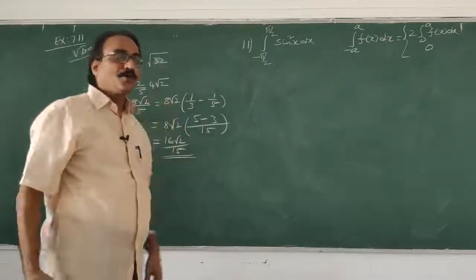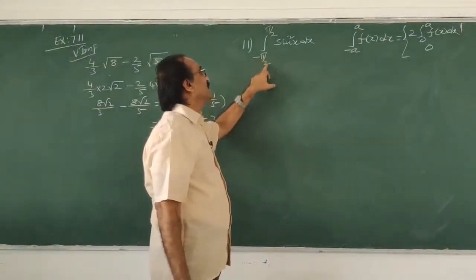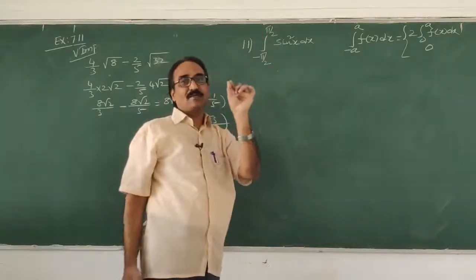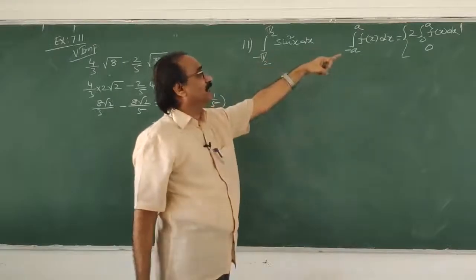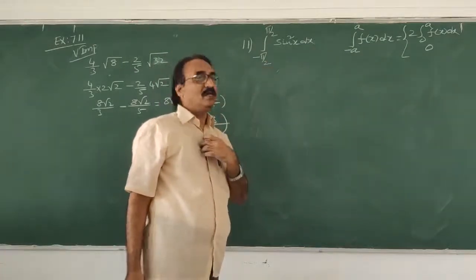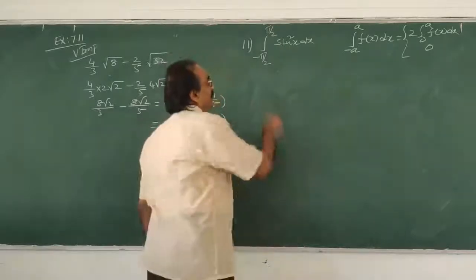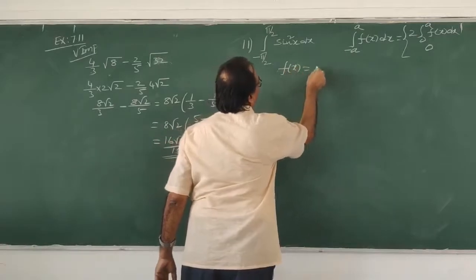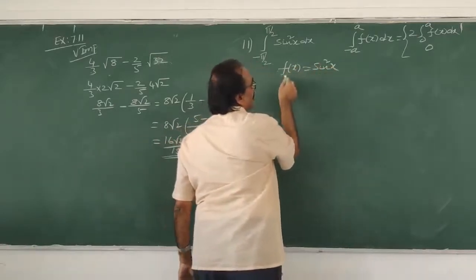How did I immediately recall that property, sir? Here the limits are minus pi by 2 and plus pi by 2, like minus a to plus a. When you know the formulas, you automatically recall them. So first I should check whether sine square x is an even function or not. Here, what is f of x? Sine square x. How to check even or odd? In place of x you have to write minus x.